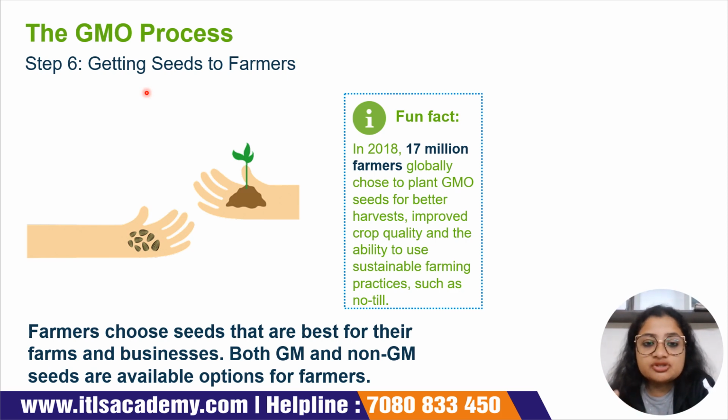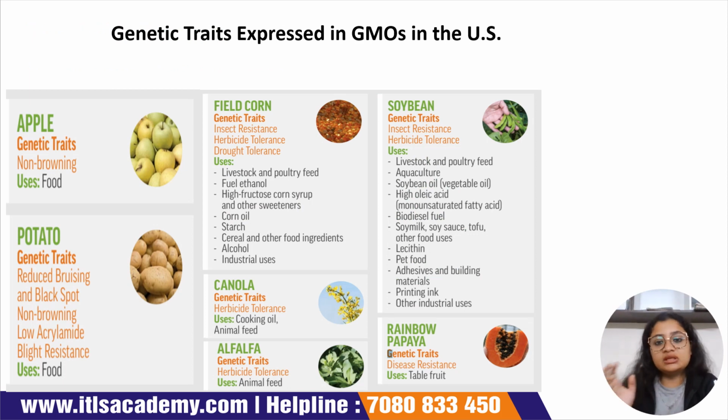So the ultimate step in the GMO process will be handing over these seeds to the farmers, so that they can go on with the farming process. Here again there is a fun fact. In the year 2018, 17 million farmers globally chose to plant GMO seeds for better harvests, improved crop quality, and the ability to use sustainable farming practices such as no-till. The farmers will choose the seeds that are best for their farms and businesses. They are the best people to understand that, because they have experience. Both GM and non-GM seeds are available options for farmers. It's not necessary that they use only GM seeds. They can also go for non-GM seeds.